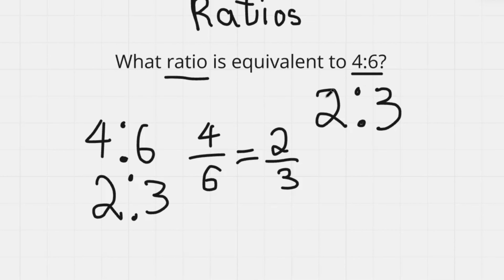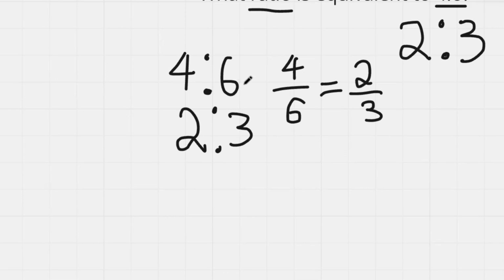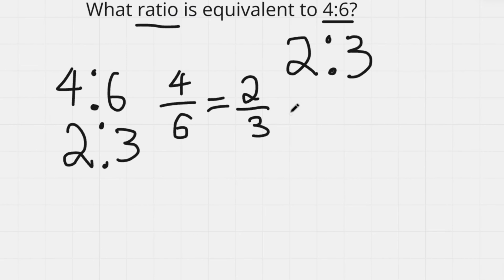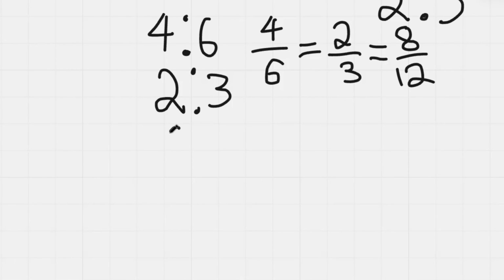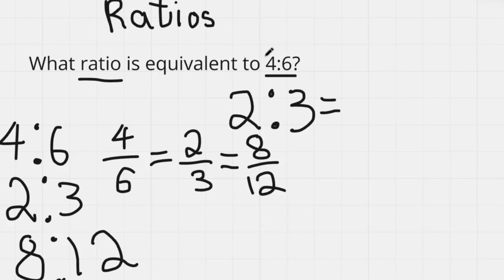Let's try to find another ratio that is equivalent to 4/6. We could try multiplying both of the numbers. So if 4/6 equals 2/3, and if 2/3 equals 8/12, then that means 4/6 equals 2/3, and 2/3 equals 8/12. It's very similar. So, two ratios that are equivalent to 4/6 are 2/3 and 8/12.